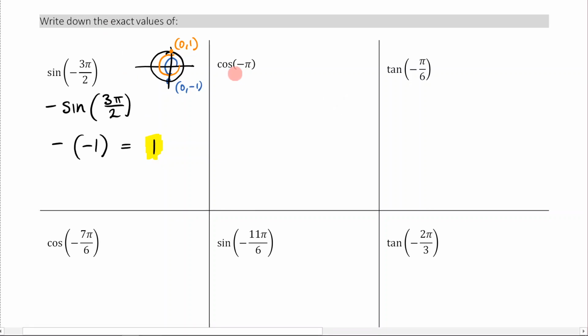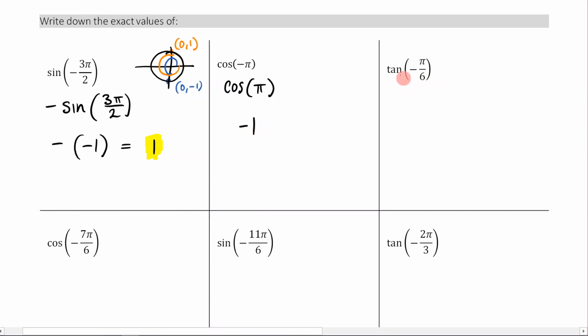Okay, let's go on to our next one. Cos of negative pi. When I have a negative angle and I have cos, the great thing I can do is just get rid of the negative and just deal with that. So it's almost like it just disappears. I don't even have to think about it. Cos of pi is -1. So that's going to be my answer, -1.